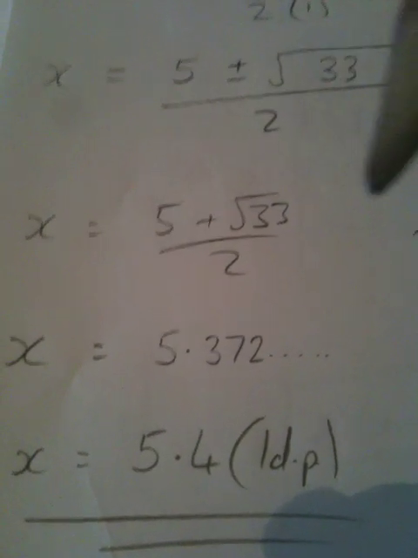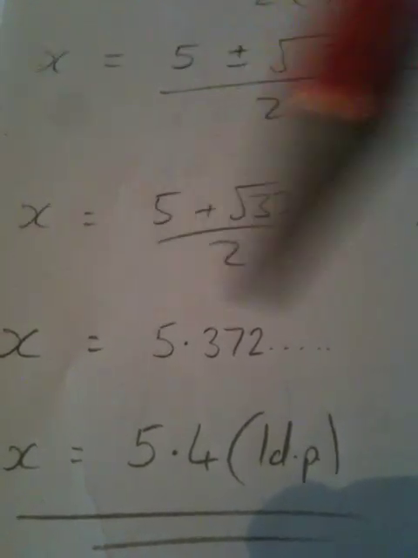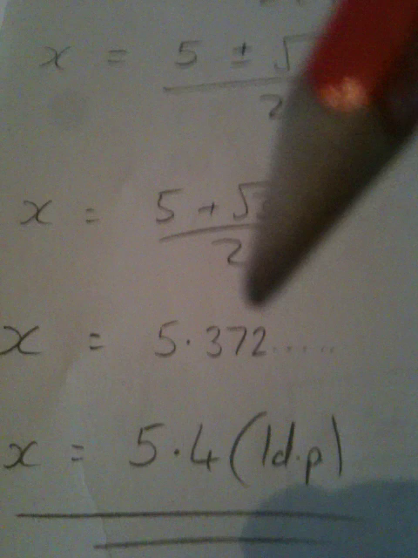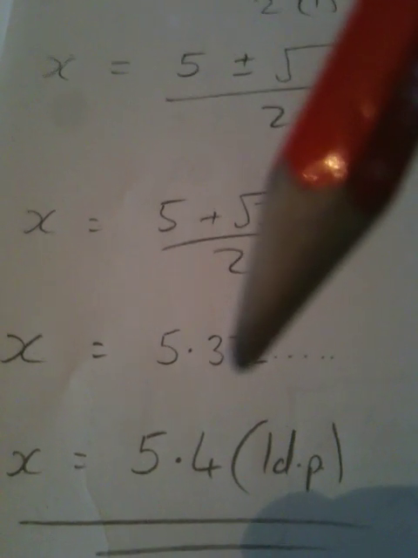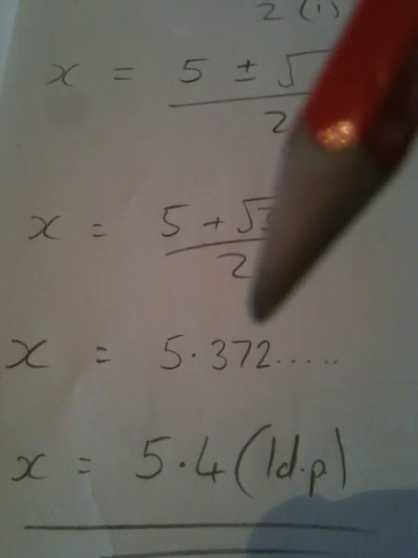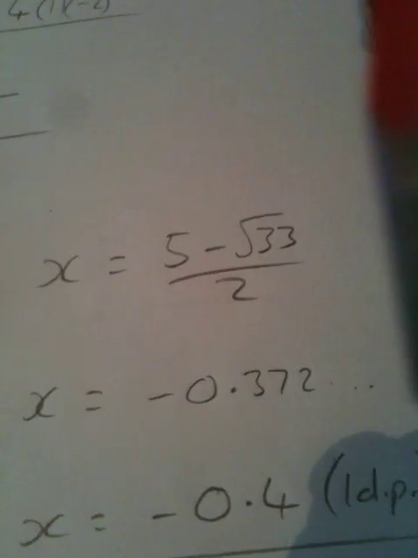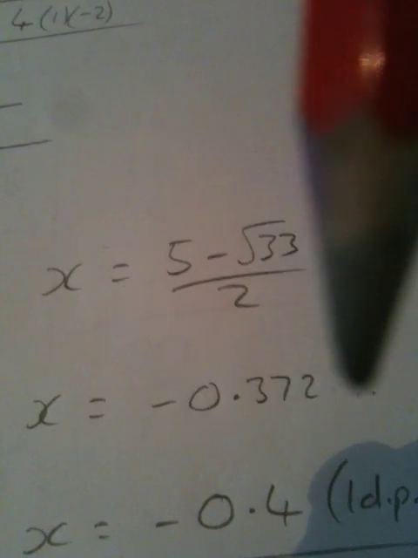So here we'll just type into the calculator, get the answer out, and the question, remember, said 1 decimal place. So it'll either be 5.3 or 5.4. The next number's a 7, so we'll round up to 5.4. Here, negative 0.372, again, the number after the 3 is a 7, so we're going to round up, so it'll be minus 0.4. Both to 1 decimal place as requested.